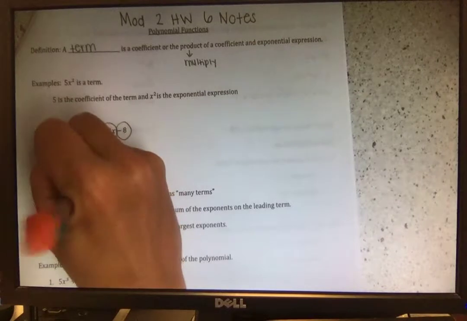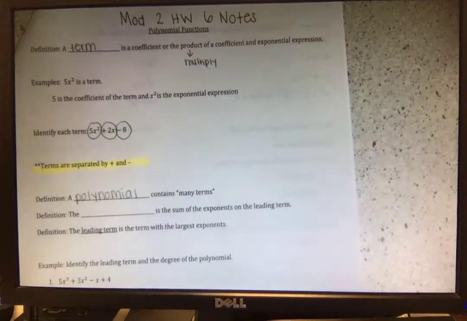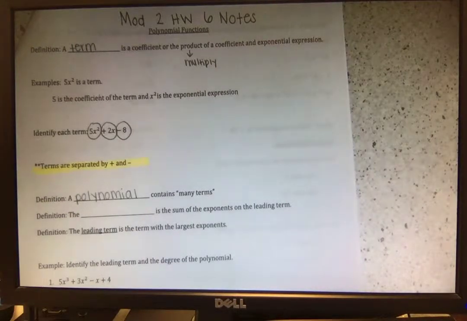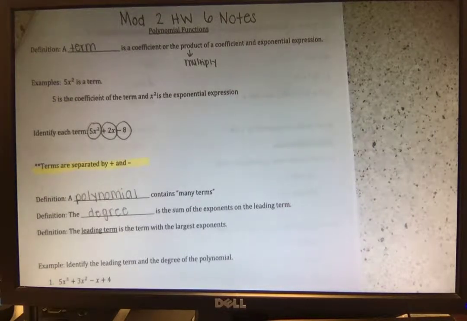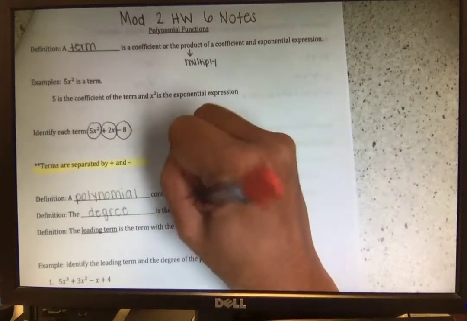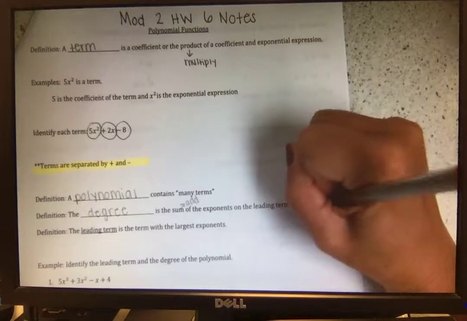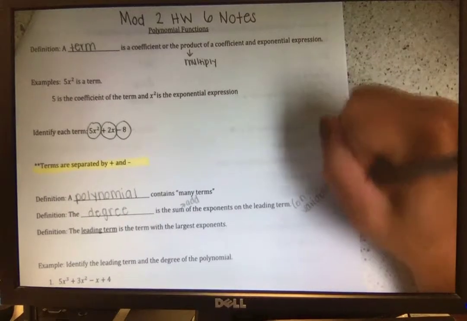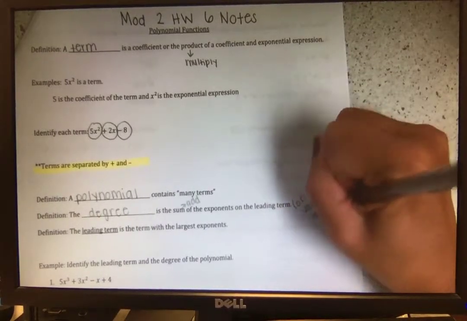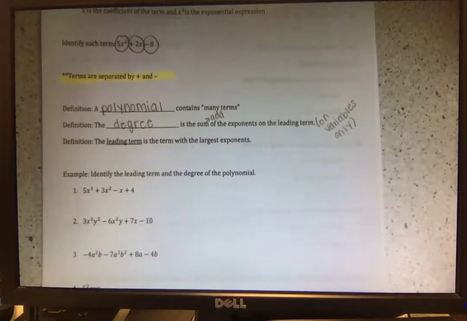So a polynomial contains many terms. The degree is the sum of the exponents on the leading term. Remember, sum means we're going to add the exponents on the leading term. For this, it's going to be on the variables, and I'll come back to show you why. But we're only going to look at the exponents on the variables. So on variables only. I'll come back to talk more about that in a minute. And last but not least, a leading term is the term with the largest exponents.